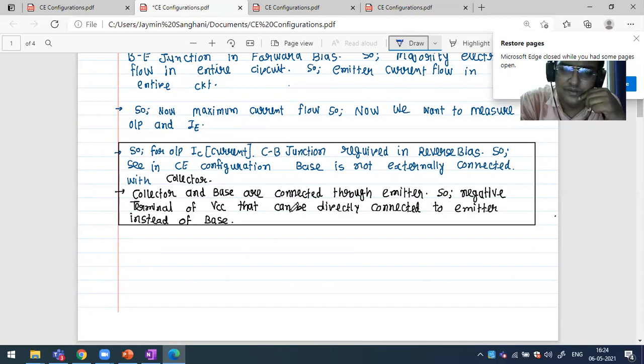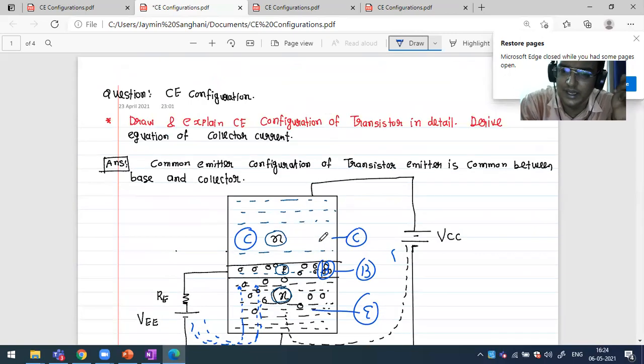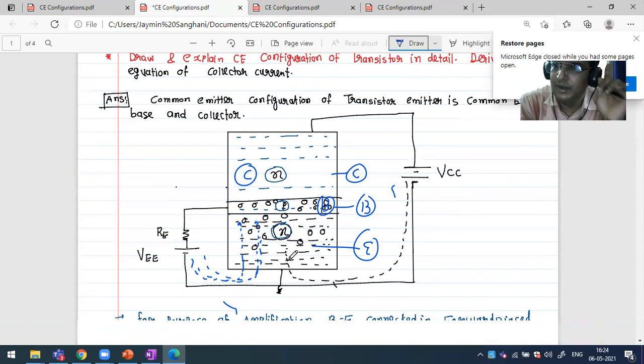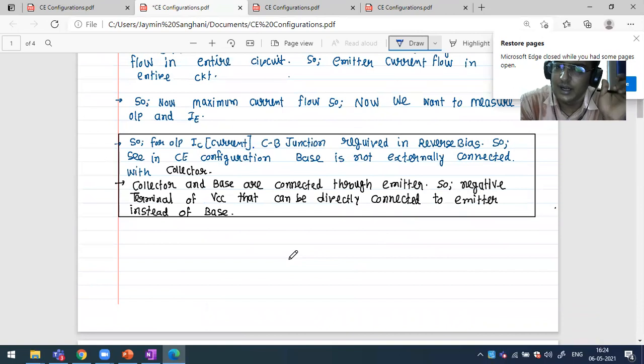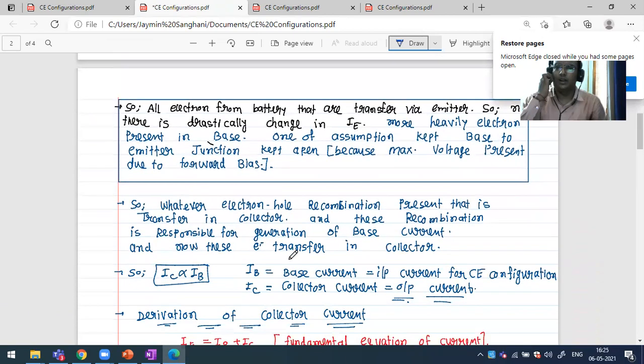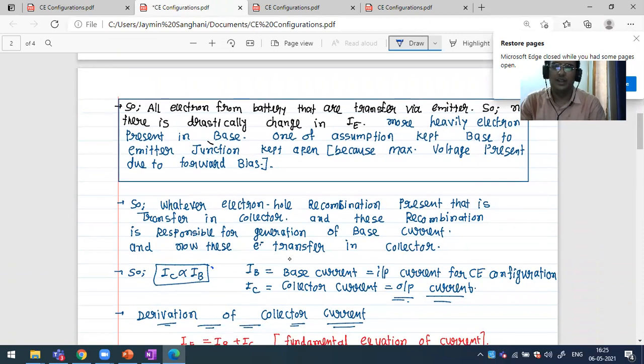So the negative terminal of VCC is directly connected to the emitter instead of base. I explain this point again. Why? Because of the common emitter configuration. Only remember one point: collector and base are connected through emitter, so the negative terminal of VCC is connected to the emitter instead of base. So all electrons from the battery are transferred via emitter, so there is no drastic change in the emitter current.